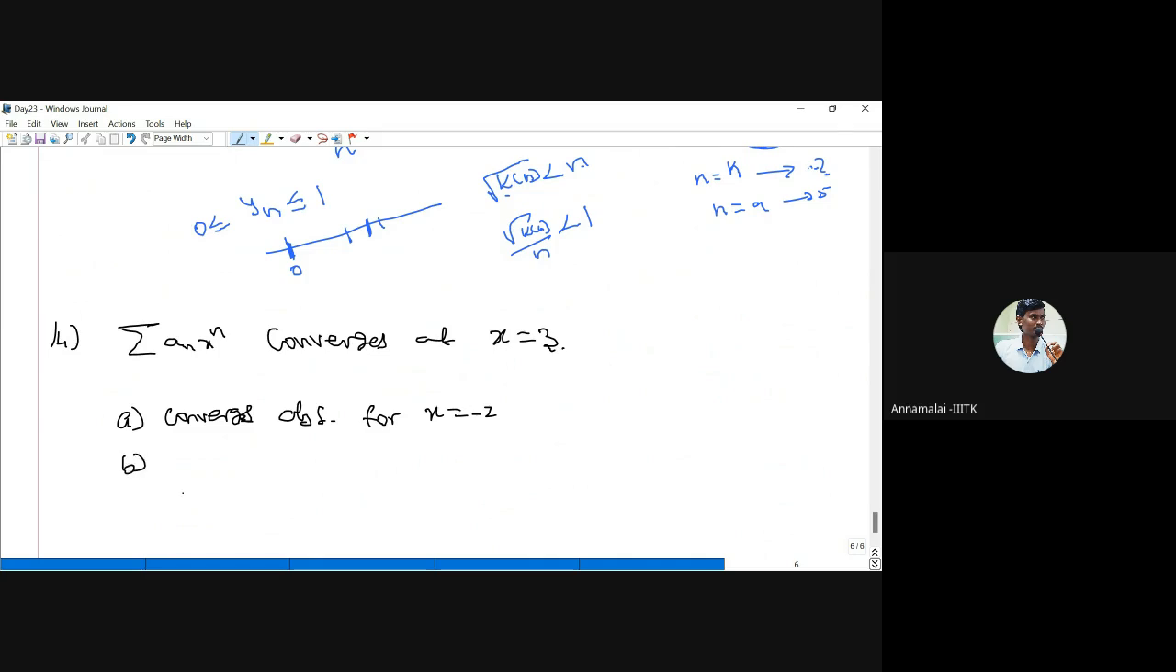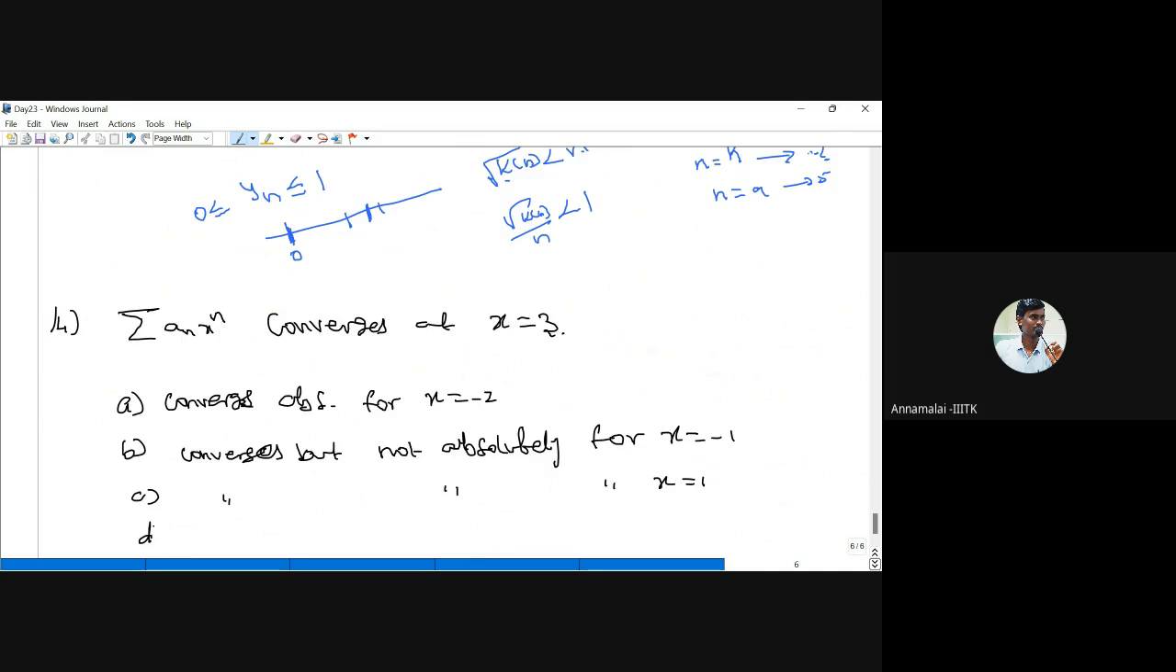Second option: converges but not absolutely for x equal to -1. Third option: converges but not absolutely for x equal to 1. And the last option: diverges for x equal to -2. So which one is correct?